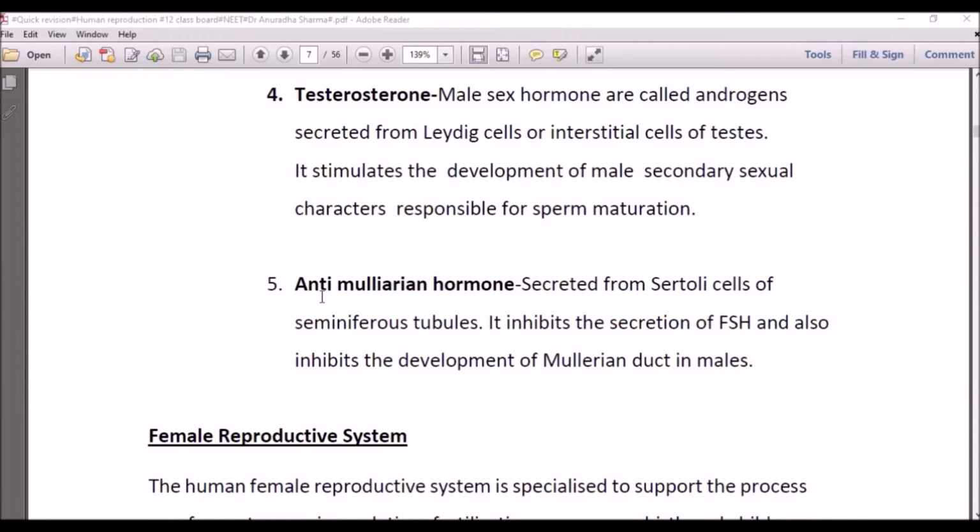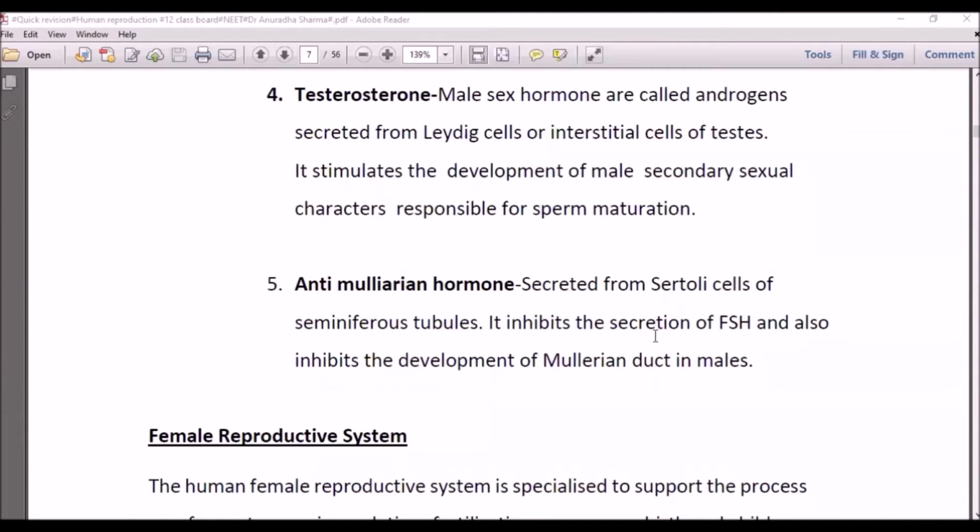Next hormone is anti-Mullerian hormone. This is secreted from the Sertoli cells of the seminiferous tubule. And what does it do? It inhibits the secretion of FSH and also inhibits the Mullerian duct in males. So it inhibits the secretion of FSH.